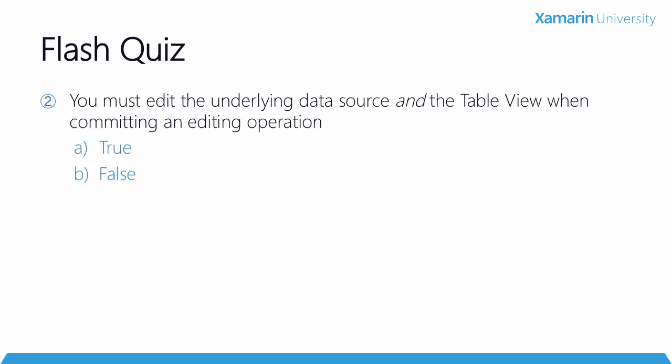Question number 2. You must edit the underlying data source and the table view when committing an editing operation. True or false? And the answer is true. You must edit the underlying data source and the table view when you commit the editing operation.